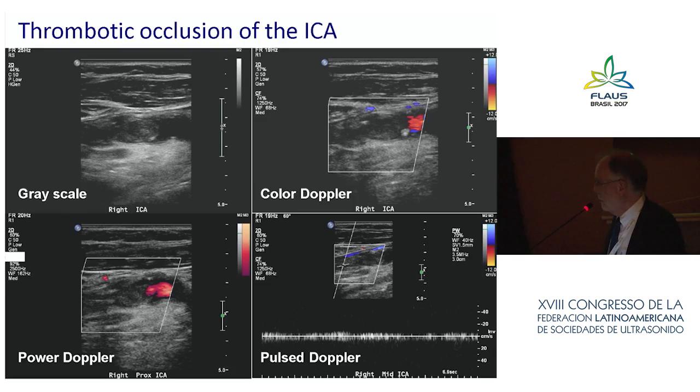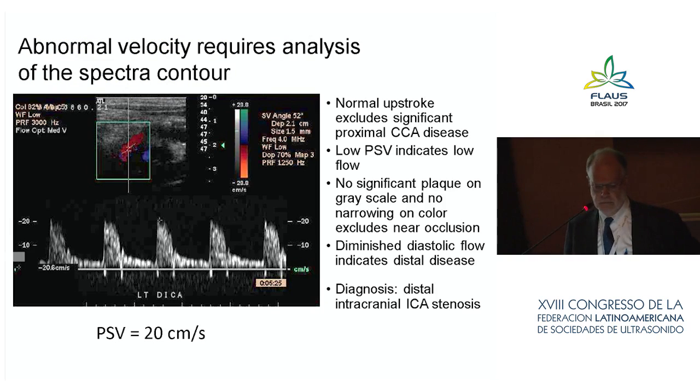So this is an example of a thrombotic occlusion and illustrates using the various components of the duplex scan to confirm what you see. So in grayscale, you see low echogenicity material in the internal carotid artery. Looks like thrombus. The color Doppler helps you. The power Doppler confirms that, and the pulse Doppler shows no flow. So use all the tools available.